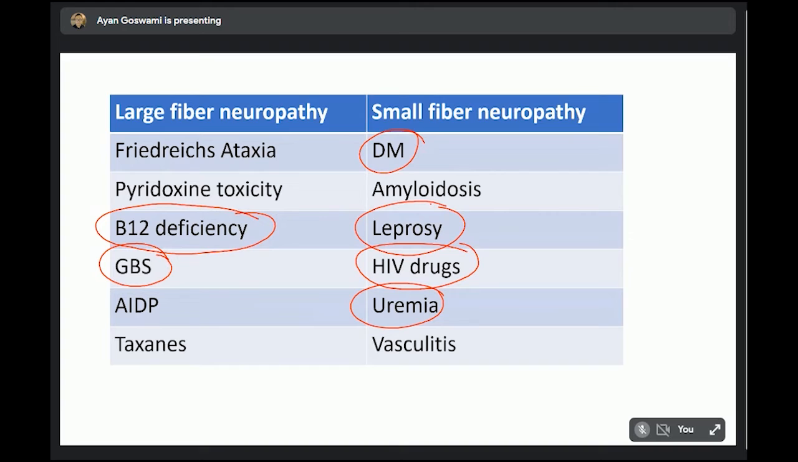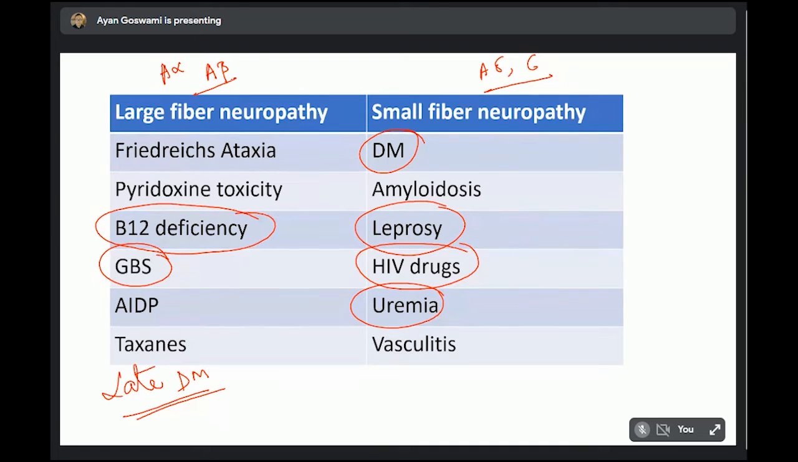And also remember, late diabetes mellitus is also a cause of large fiber neuropathy. So diabetes mellitus, to start with, is a small fiber neuropathy where A delta and C fibers are damaged, and large fibers are gradually involved, that is A alpha and A beta, correct?